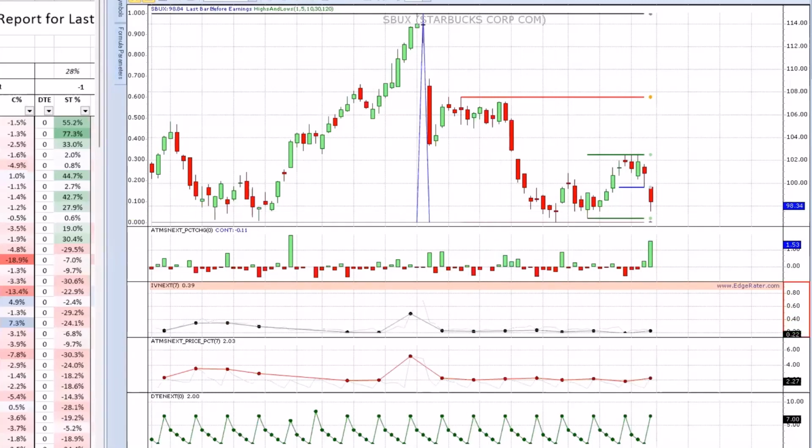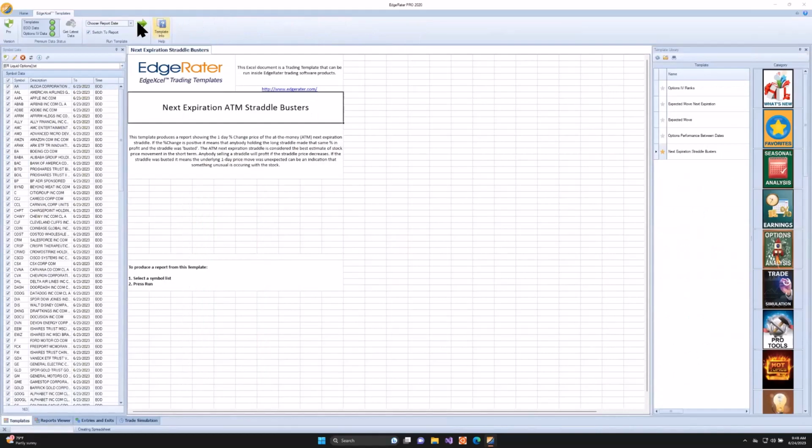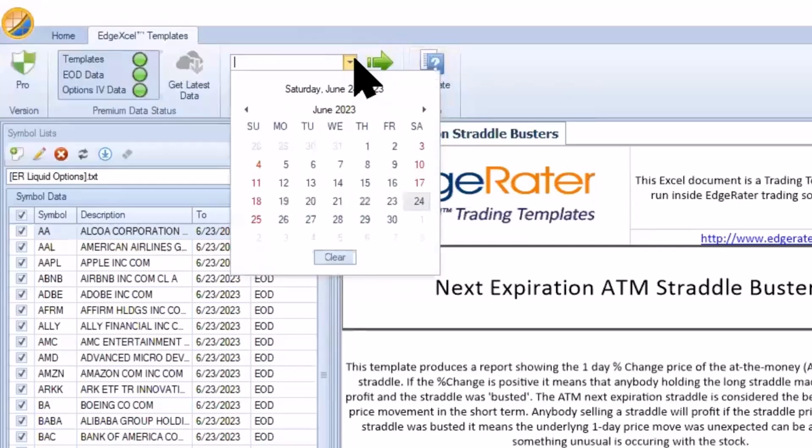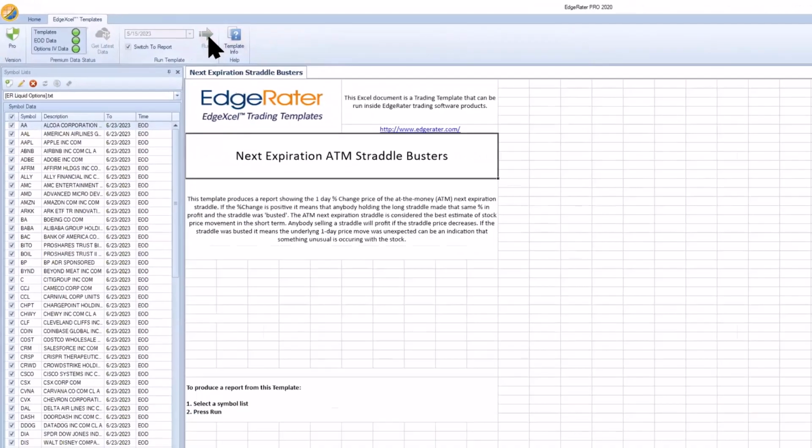Right. The other thing that's interesting with EdgeRater is something that you've always been able to do with the program, which is to go back to previous dates and run the program for a prior date. So I think we'll go and take a look at that. We'll go back to Straddle Busters. We'll choose a prior date. You can go to any of these. It's for May 15th. That's a good one. Let's run this for May 15th.